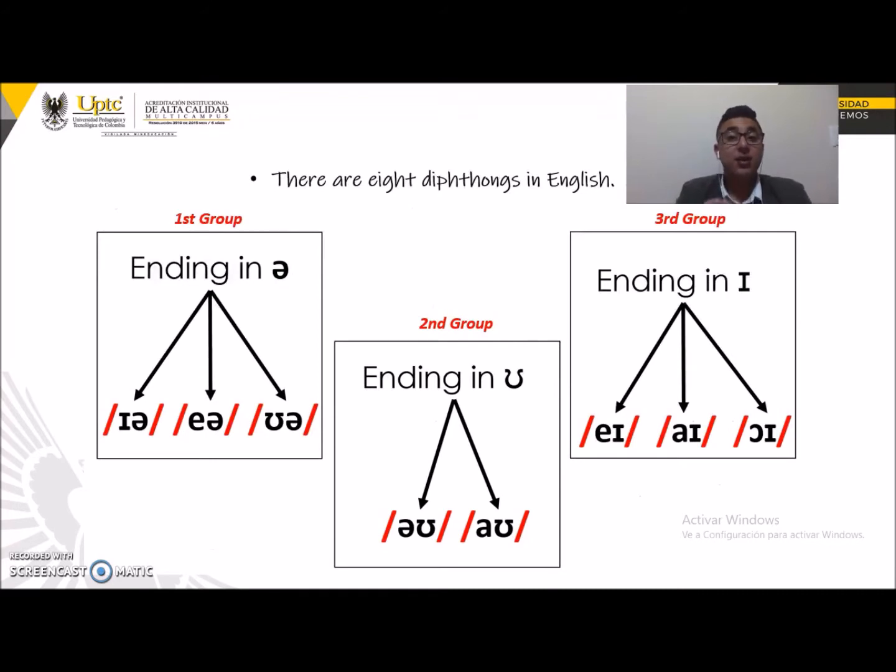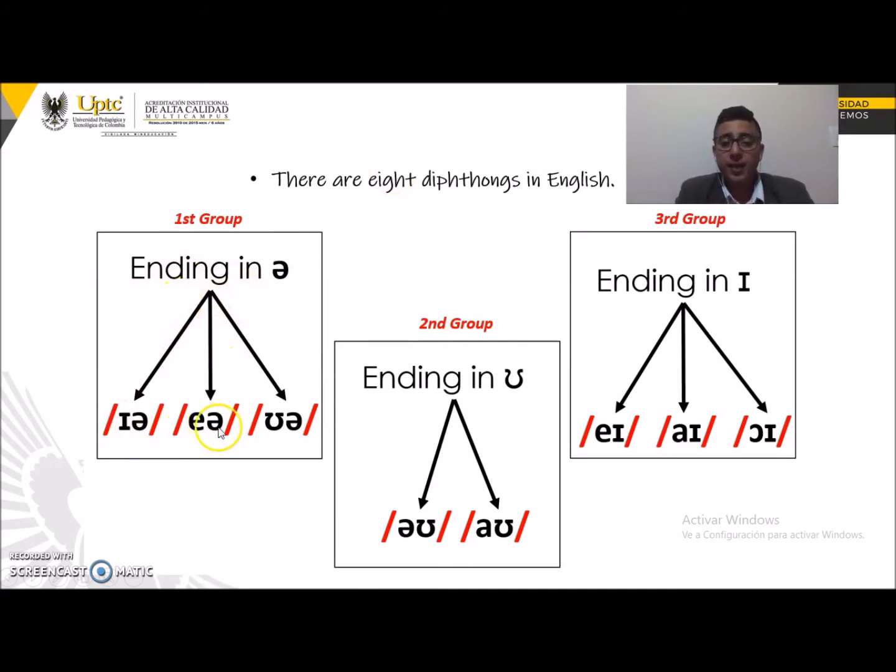There are 8 diphthongs in English, and I decided to organize them into 3 different groups for me to explain it in an easy way, and for you to learn it as well. So now that you know the vowel sounds already, now that you learned all the characteristics of each vowel sound, I think it's going to be really easy for you to understand the diphthongs because they are composed of the vowel sounds. So let's start with the first group, which is this one in here.